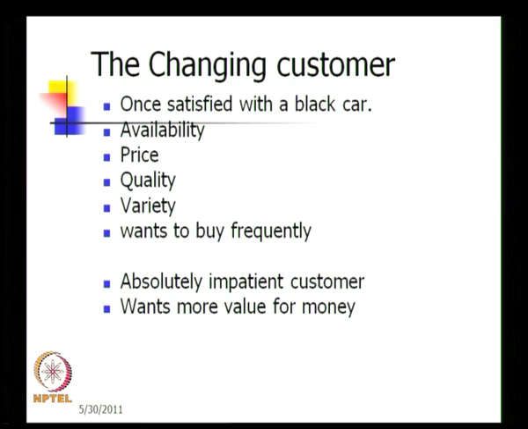Each of these changing requirements of the customer also puts a certain requirement on manufacturing, which we will see after we look at a couple of other slides which talk about changing events in history. But each of these changing requirements of the customer also creates what is called a requirement of manufacturing, which we will see as we move along.